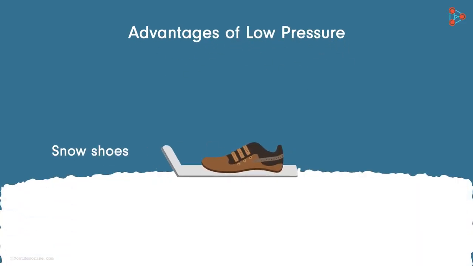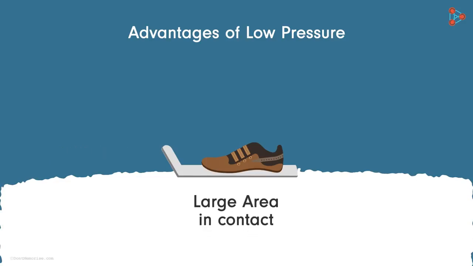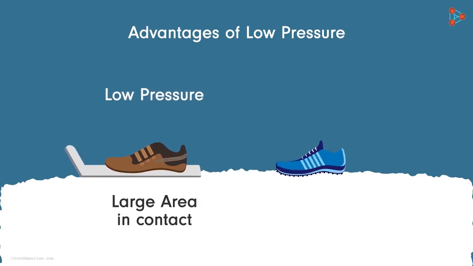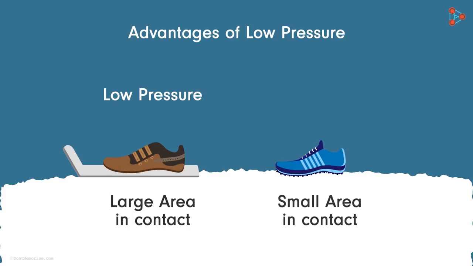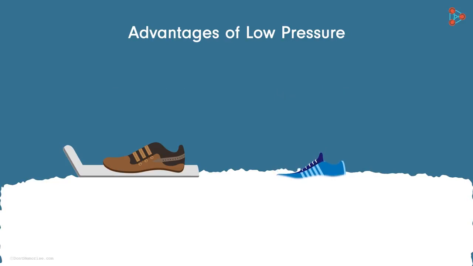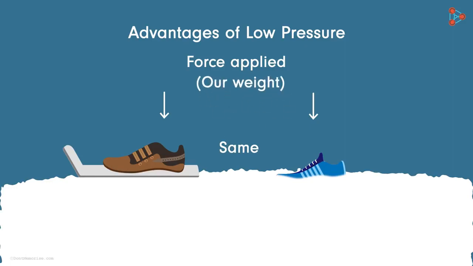We use snowshoes to walk on snow. The reason for that is simple. Due to the larger area in contact with the snow, snowshoes reduce the pressure on the snow. We are able to walk on it without our feet sinking deep inside. In the case of normal shoes, due to comparatively smaller area of contact, the pressure on snow is more and it sinks our feet deep inside. Note that the force applied on the snow in both the cases is the same. This force is nothing but our weight on the snow.